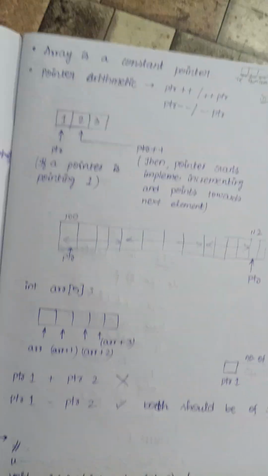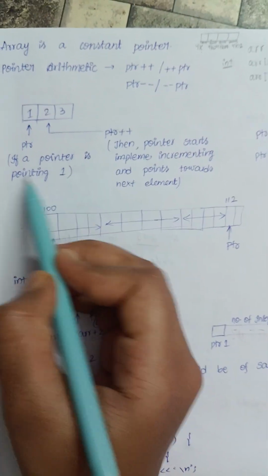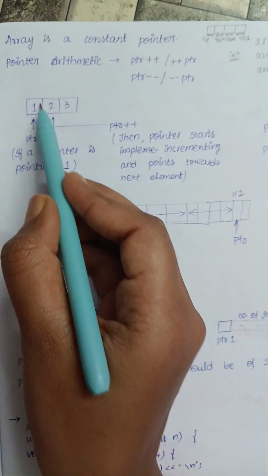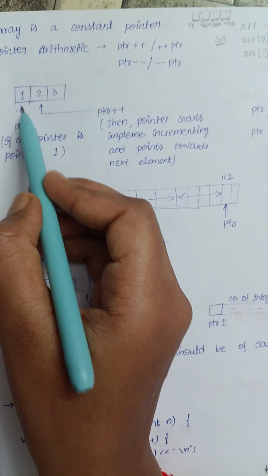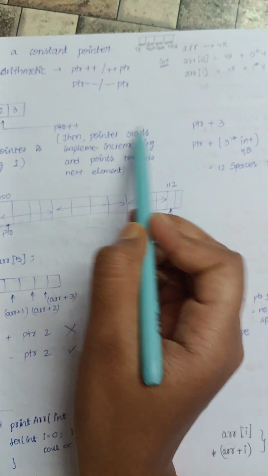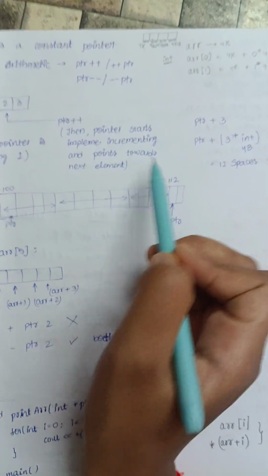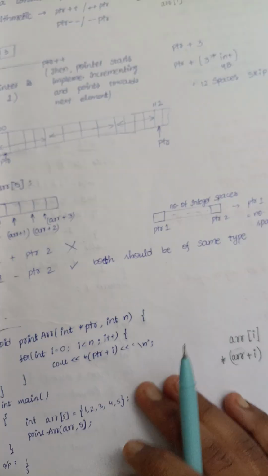So pointer, in the sense that if a pointer is pointing to 1, this is the pointer, right? If we say array, it is always pointing at the first index. If we do pointer plus plus, it will come here. The pointer starts incrementing and points towards the next element. Yes, this is what actually happens.